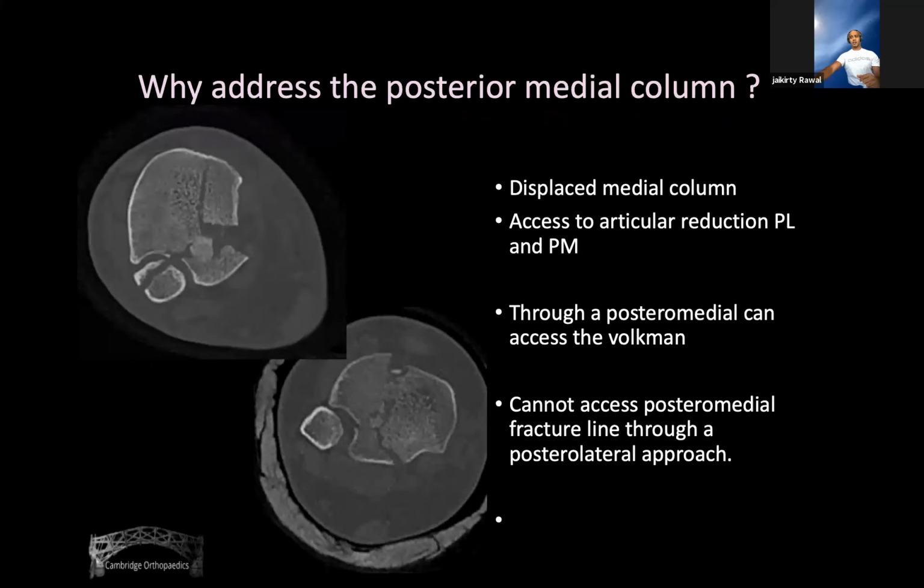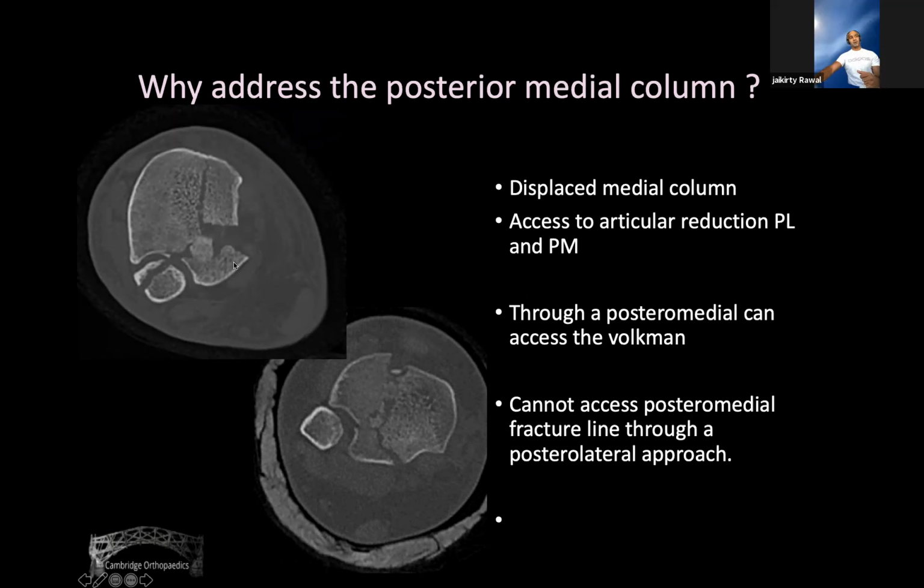So why address the posterior medial column? We've got two sort of fractures here. It's minimally displaced, right? You don't really potentially need to reduce it. The problem is, though, if you look at where the fracture line is, it's coming here and it's really lending itself to a posteromedial approach.